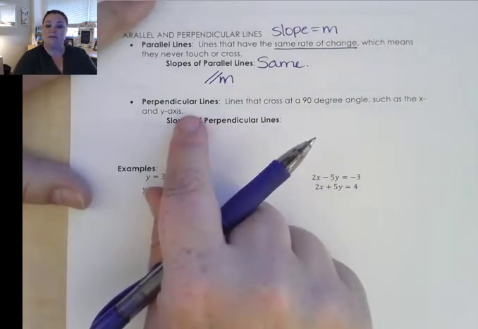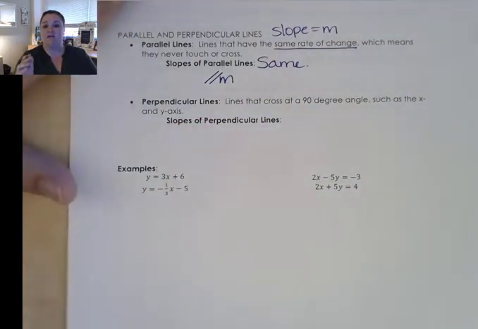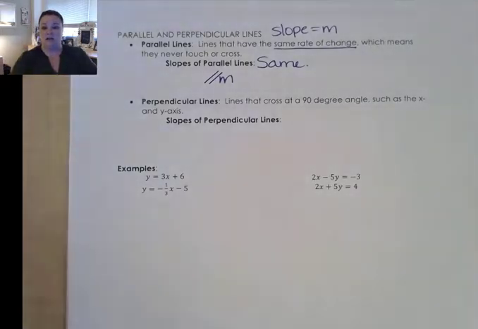Okay? Perpendicular are specific lines that cross at a 90-degree angle, just like the x and the y axis on any rectangular coordinate system. Okay?